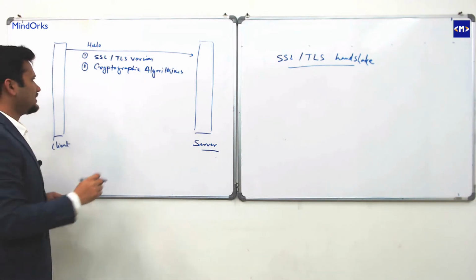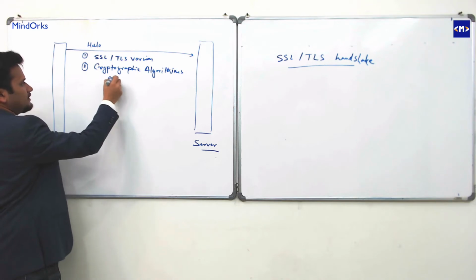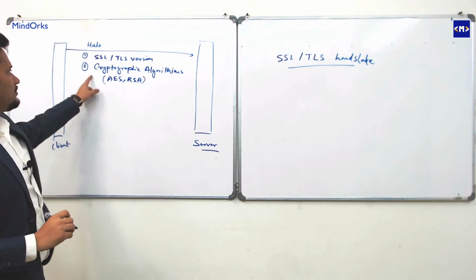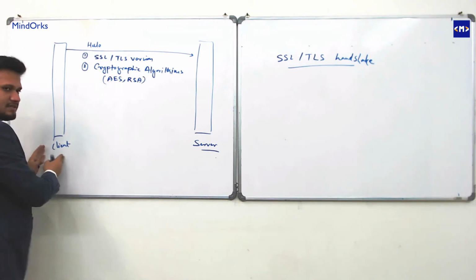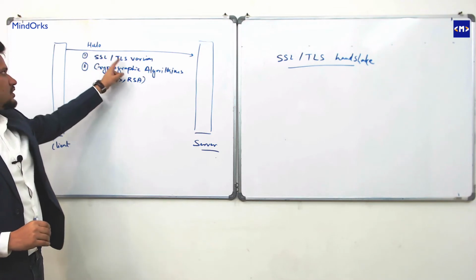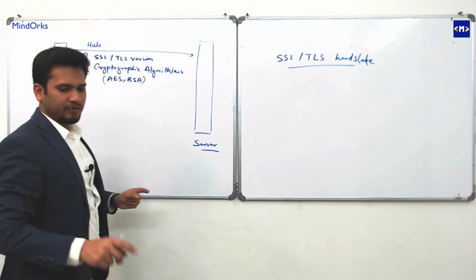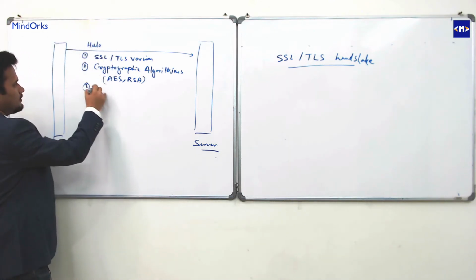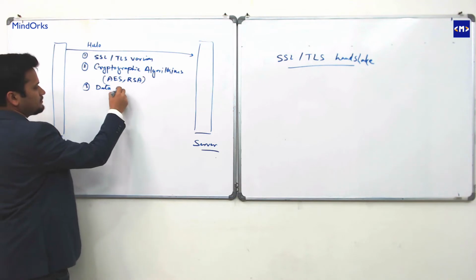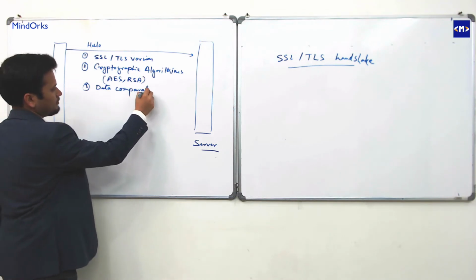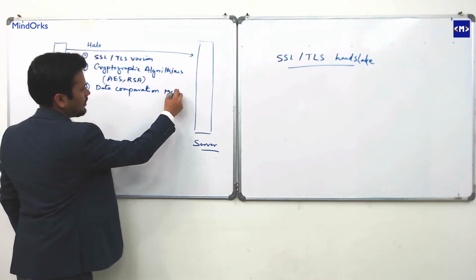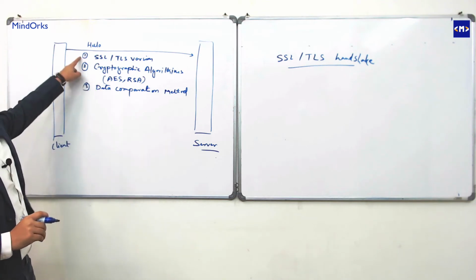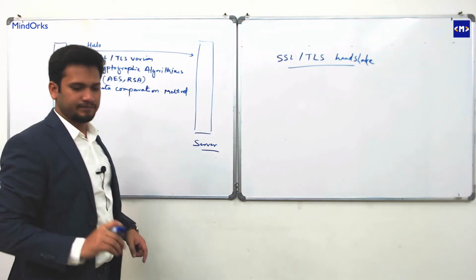It can say that I have, for example, the AES algorithm with me, the RSA algorithm with me. It will send the list of algorithms that it has and also the versions of SSL and TLS it has. Further, it will send the data compression mechanism, how it is compressing the data. So when it wants to communicate, it sends these three things to the server.